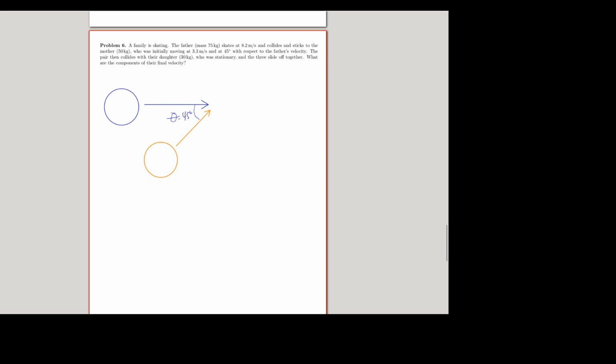So those two collide, and they're going to travel off in this direction for a little while until they encounter their child, their daughter, who's over here. And then all of them are going to collide, stick together, and move off that way.